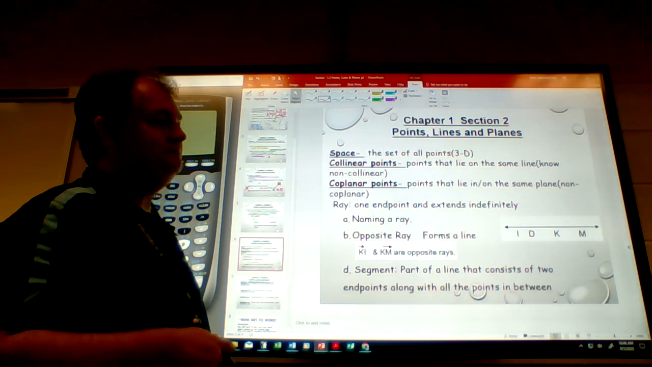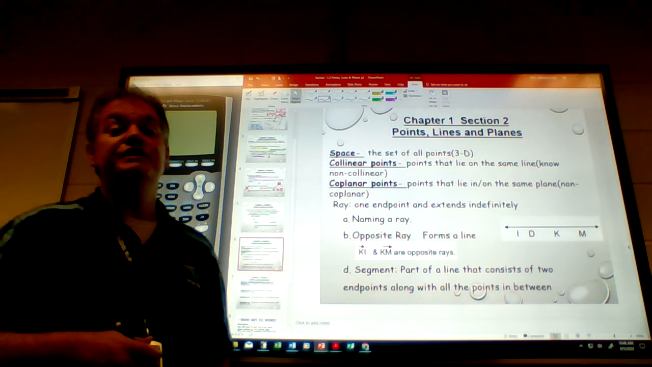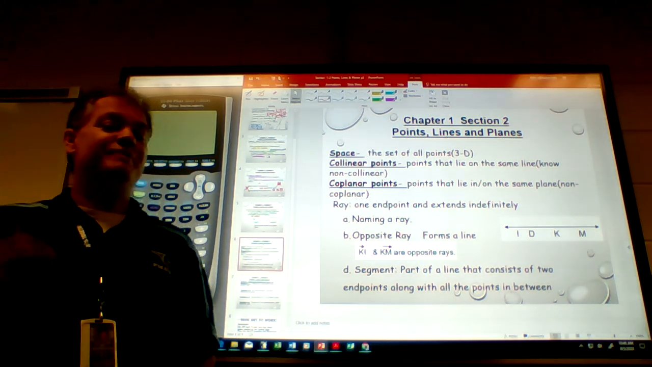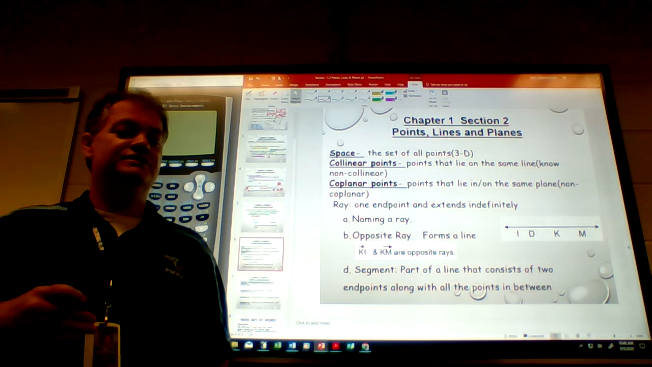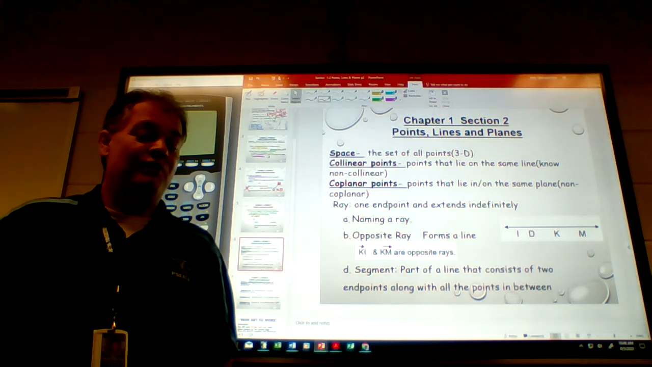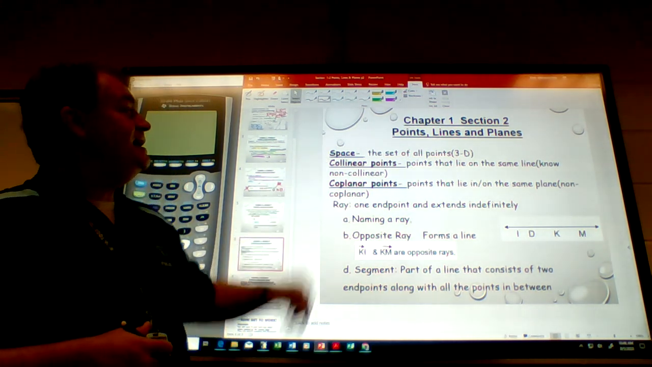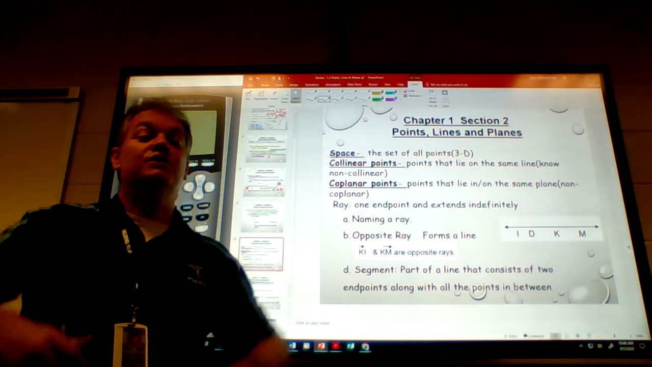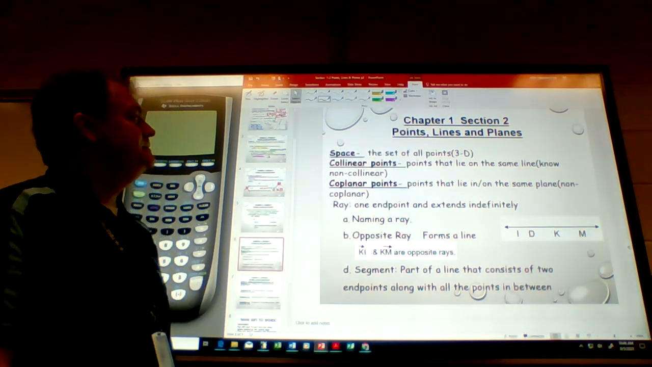Now, here are some terms you need to know. You need to know what space is. No, space is not the final frontier. It's just simply the set of all points. There's only one space. It's everywhere.